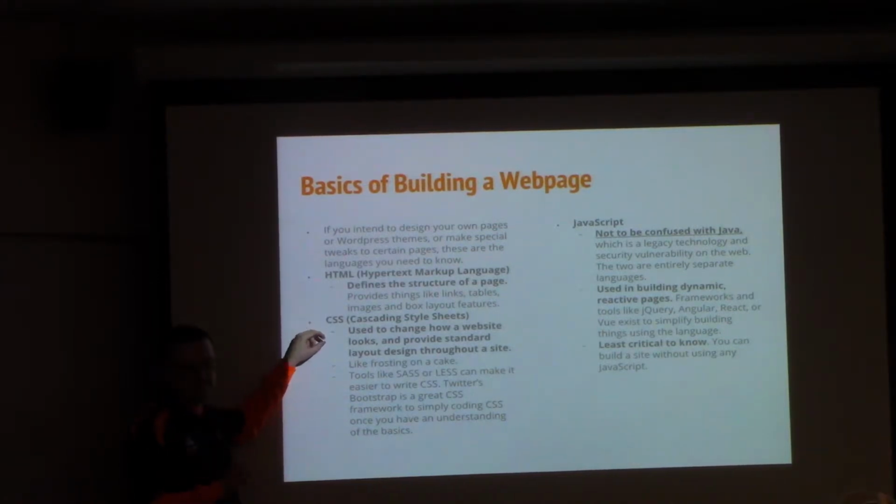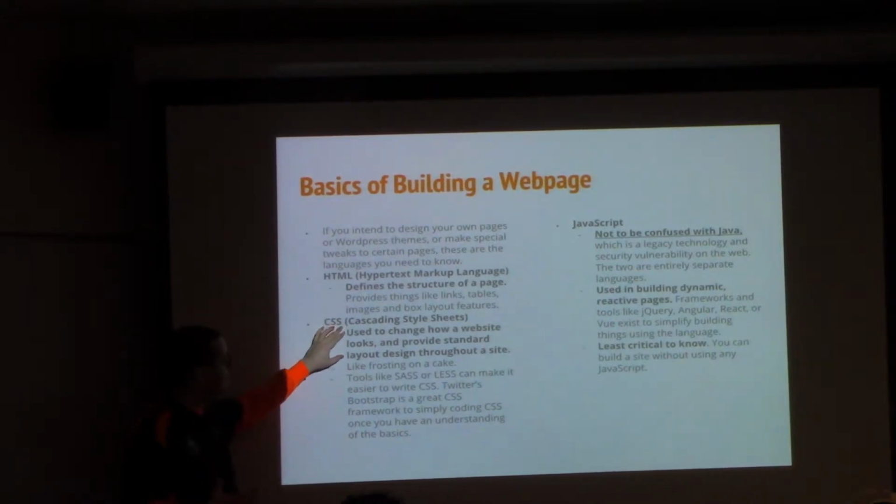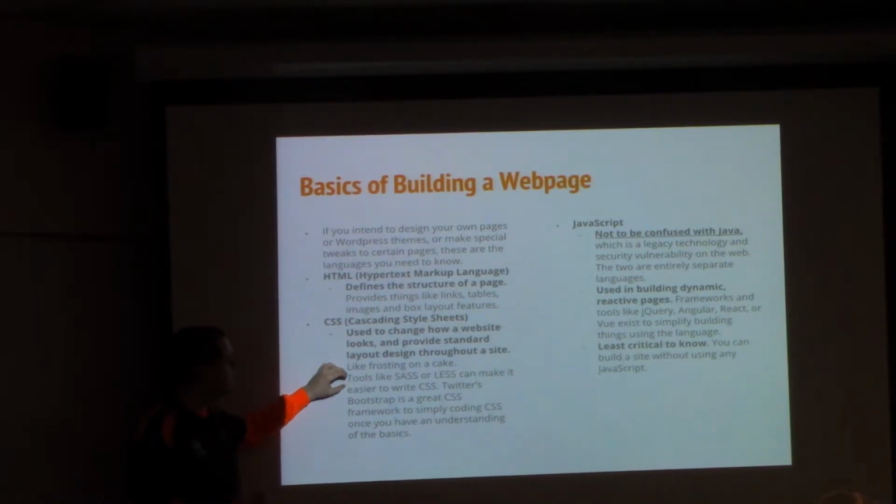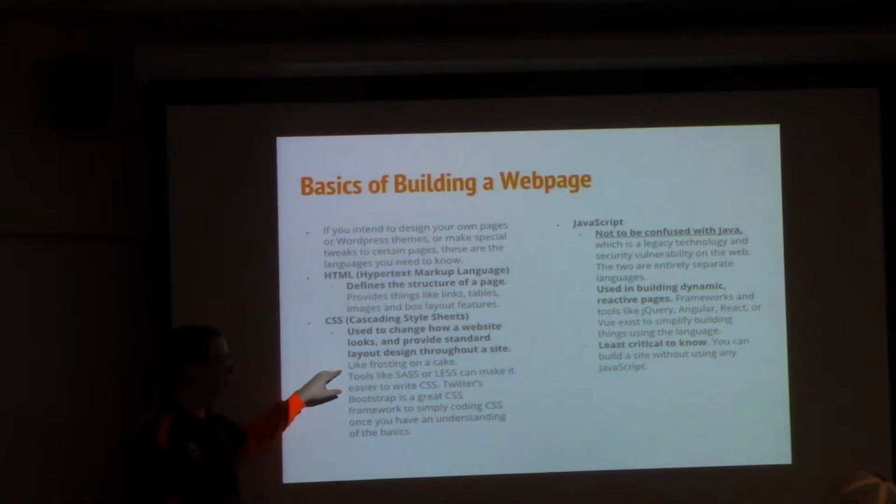Cascading Style Sheets, or CSS, work very closely with HTML, and if you wind up learning one skill, you're going to learn the other. It's used to change how a website looks, and it can provide a standard look throughout the site. That is really what that particular feature of CSS is good for, because you have one file that holds all the information on how the website should look in terms of colors, background images, and things like that. They can be pulled across the whole site. It's kind of like frosting on a cake. The HTML is the cake, the CSS is the frosting that actually makes it look nice.